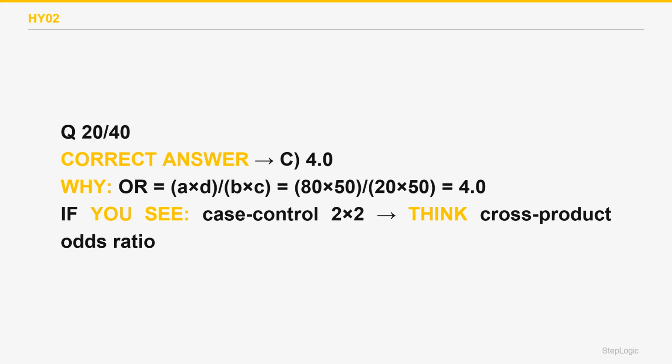The value 1.6 comes from naively dividing the exposure counts, 80 over 50, as if computing a risk ratio, but case control data require the cross product, not a simple ratio. Choice A wrong. The 8.0 doubles the correct value through an arithmetic slip in the cross multiplication. Choice D wrong. The cross product gives an odds ratio of 4.0.